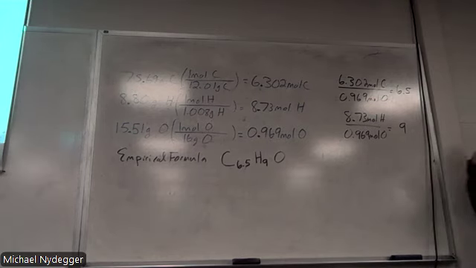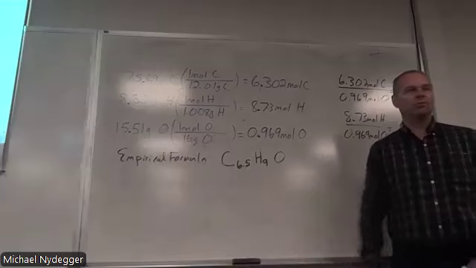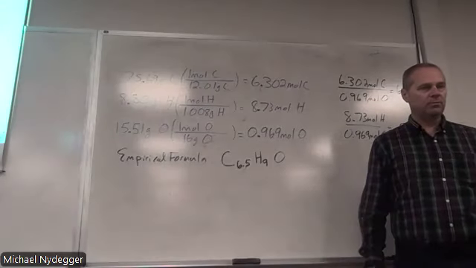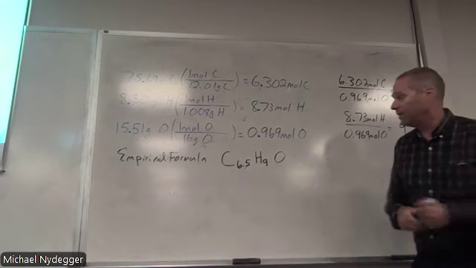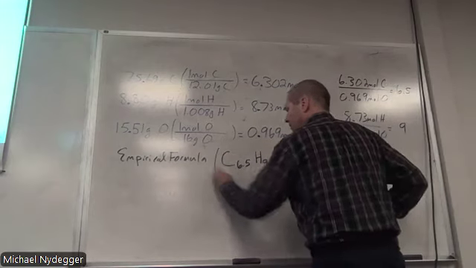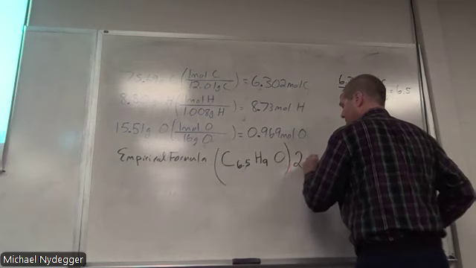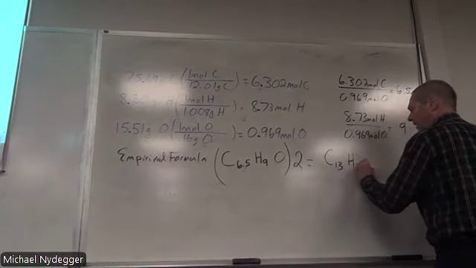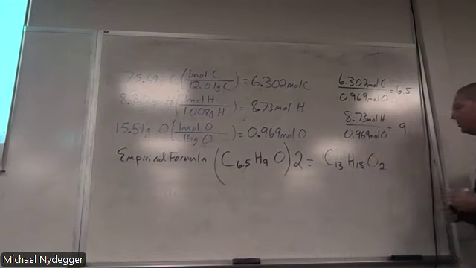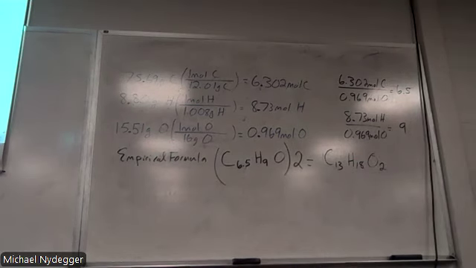Now, let's say you don't like decimals. How can we get rid of this decimal? Multiply by 2, right? So if we multiply this by 2, we get C13H18O2. Right?